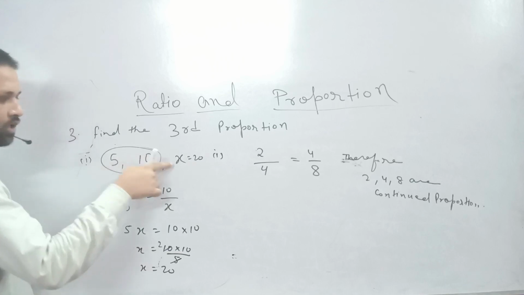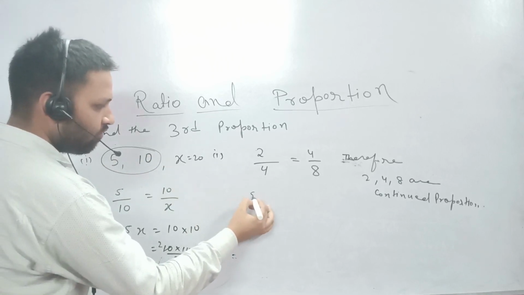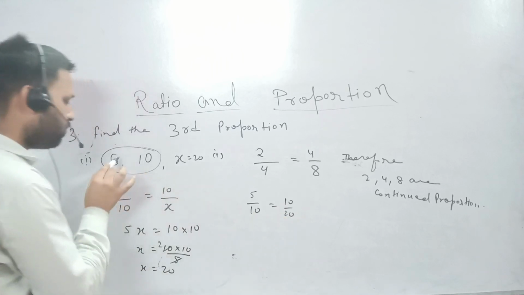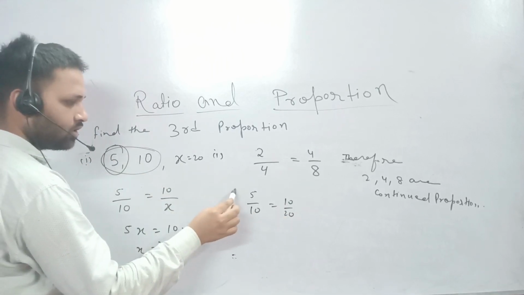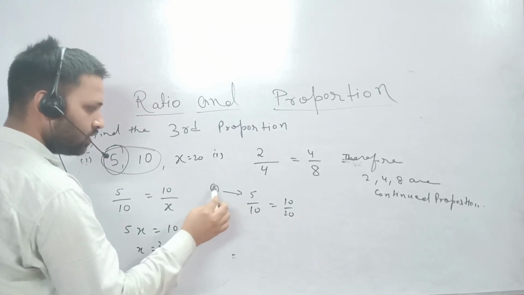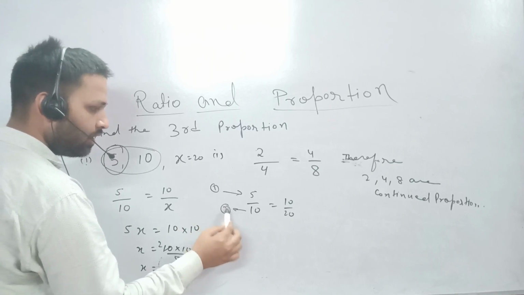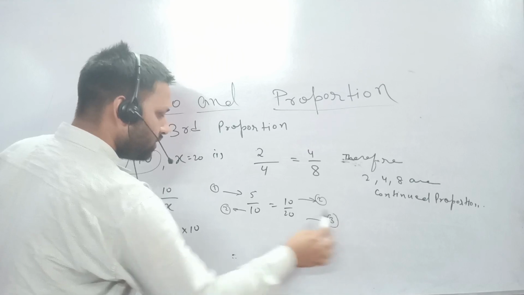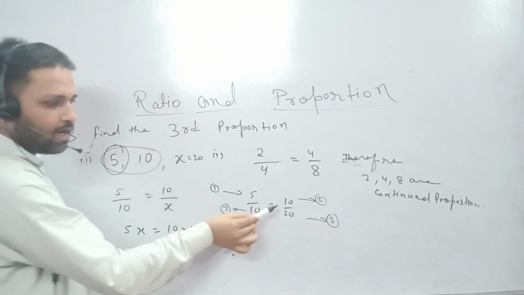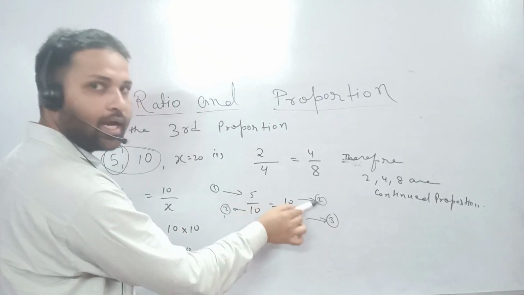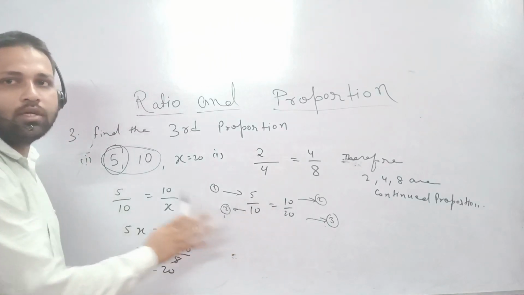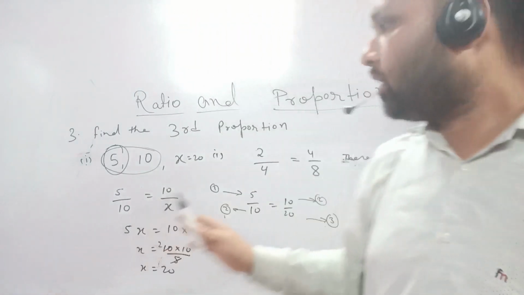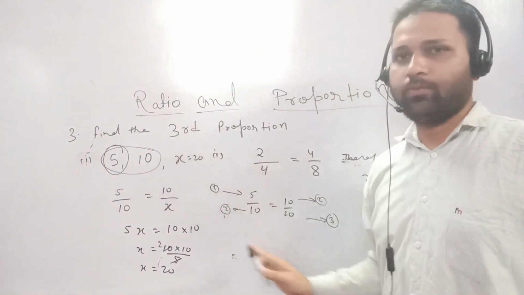Let us check whether it is continued proportion or not. 5 by 10 is equal to 10 by 20. First by second and second by third. It is the ratio of the first and second numbers. It is the ratio of the second and third numbers, and both are equivalent. So we can say that it is continued proportion.